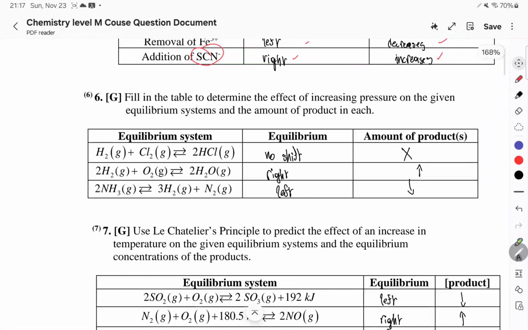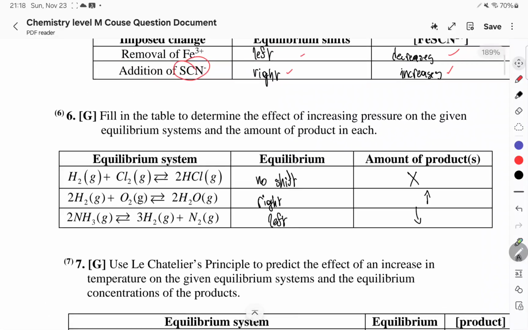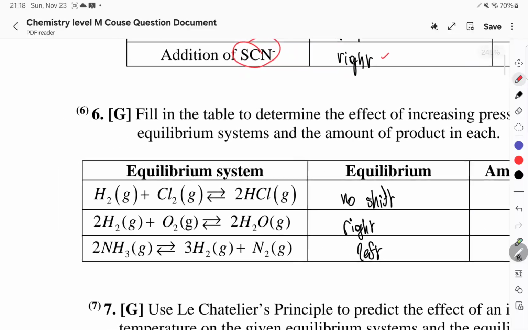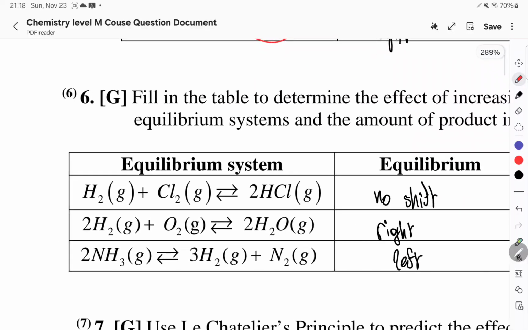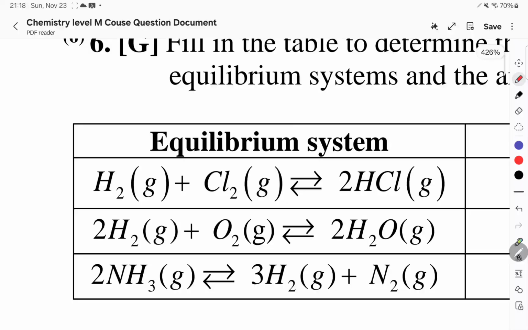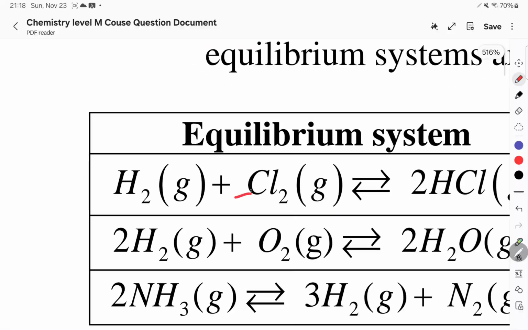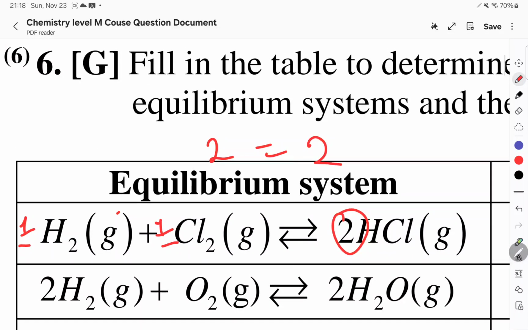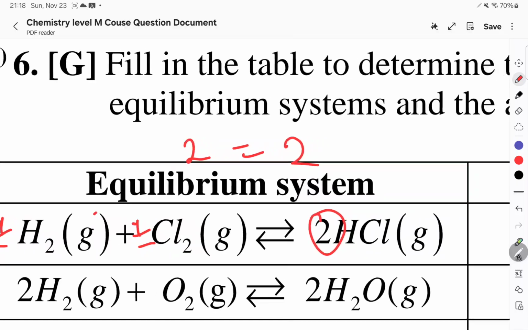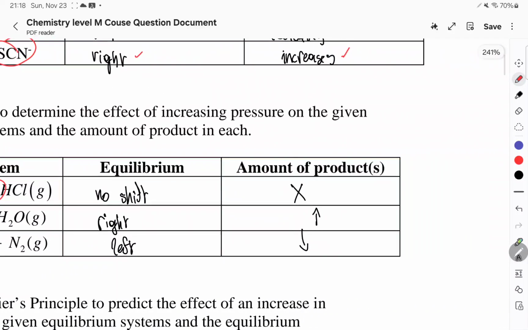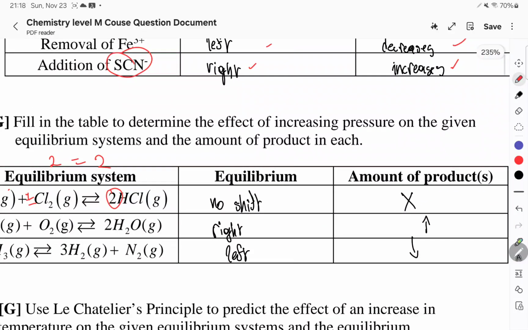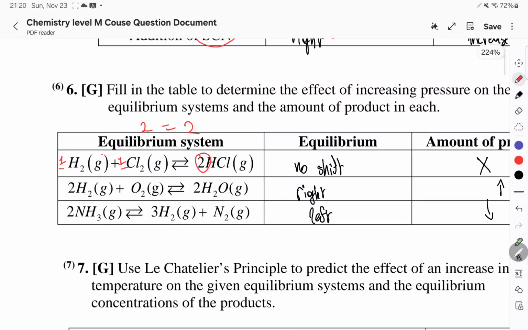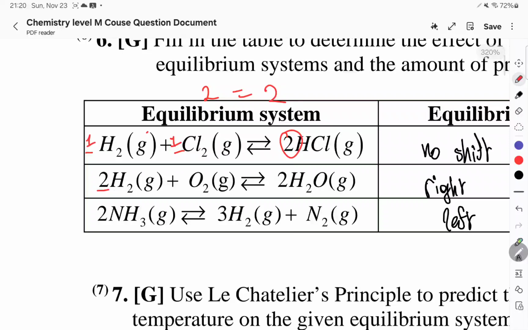Moving on, here they're talking about pressure. Now we should know that if pressure increases, the equilibrium shifts to the side with the least number of gaseous moles. Here, for example, there are two gaseous moles in total, 1, 2, and over here there are 2. If there are two moles of gas on both sides, that means the equilibrium does not shift, and the amount of products is not affected.